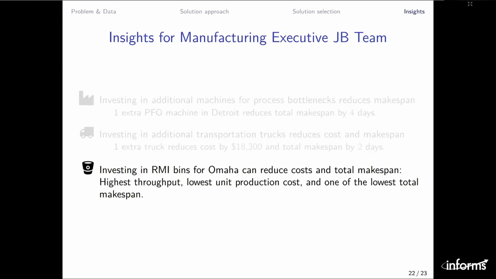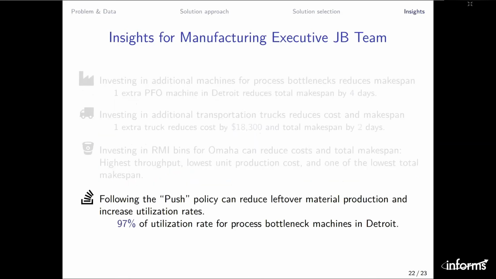Furthermore, an opportunity to make significant cost and makespan reductions comes from investing in Omaha's capacity. This location has the highest throughput, the lowest unit production cost, and represents the second lowest total makespan. Therefore, investing in RMI bins for Omaha, together with expanding the truck fleet, may leverage these attributes.